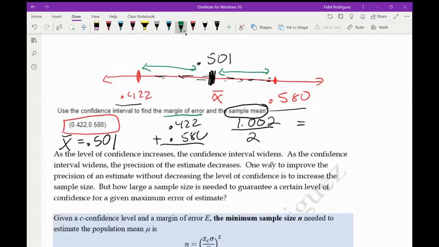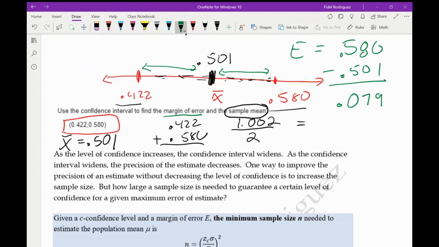So if I want to find that margin of error, one way I can do it is take 0.580 and subtract 0.501, and we're going to come up with 0.079. Or we could have said, let's subtract this number minus that one. We'd end up with the same thing in either case. And so we're able to find our margin of error, and we're able to find our sample mean. Again, this is a problem that you have directly in your homework.